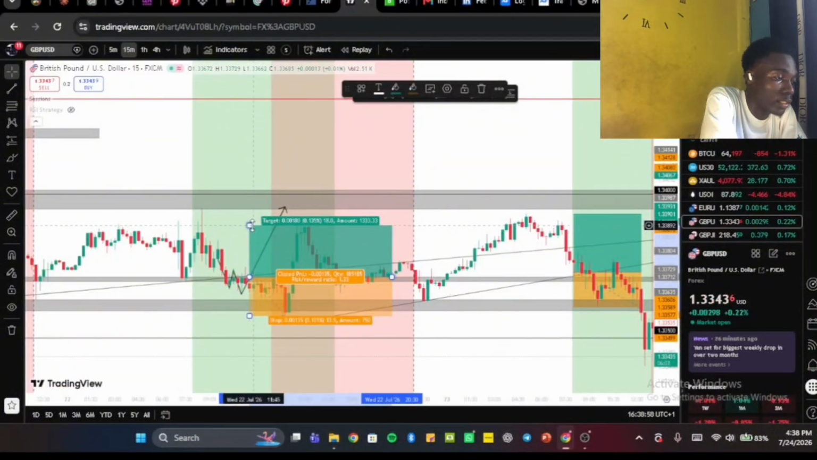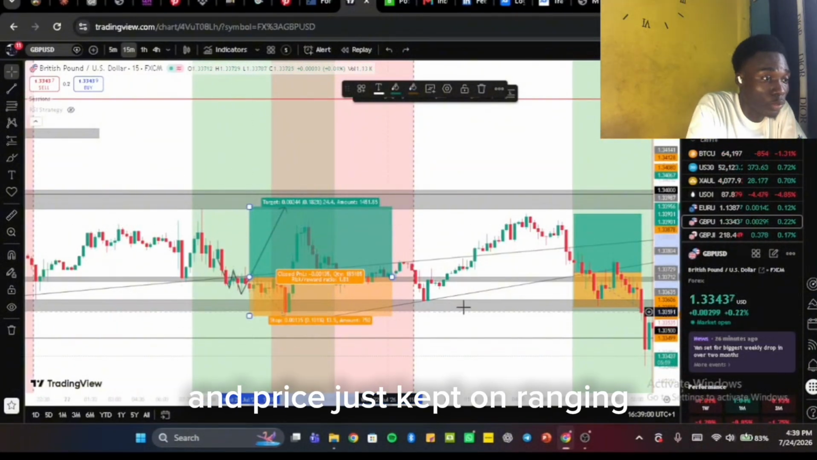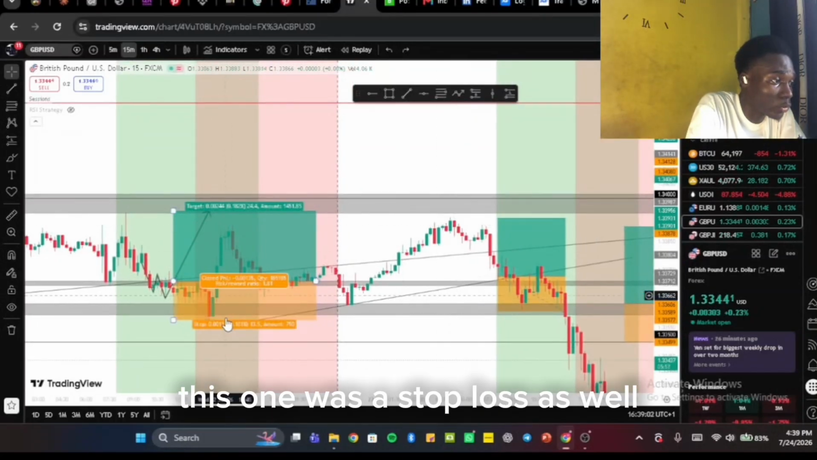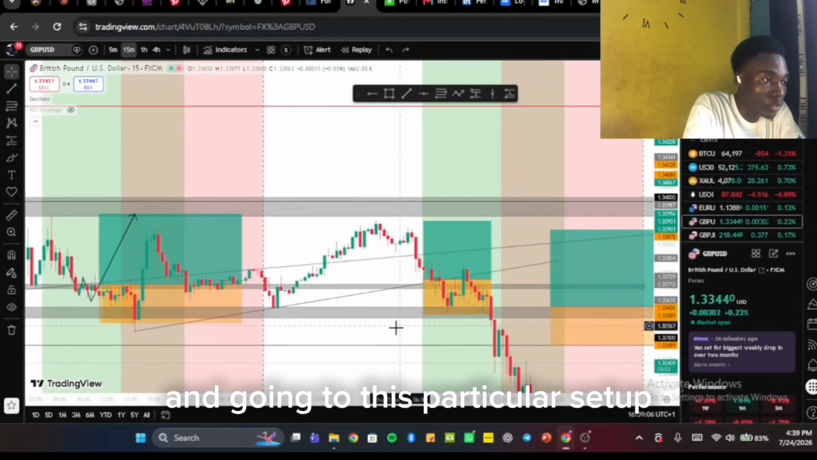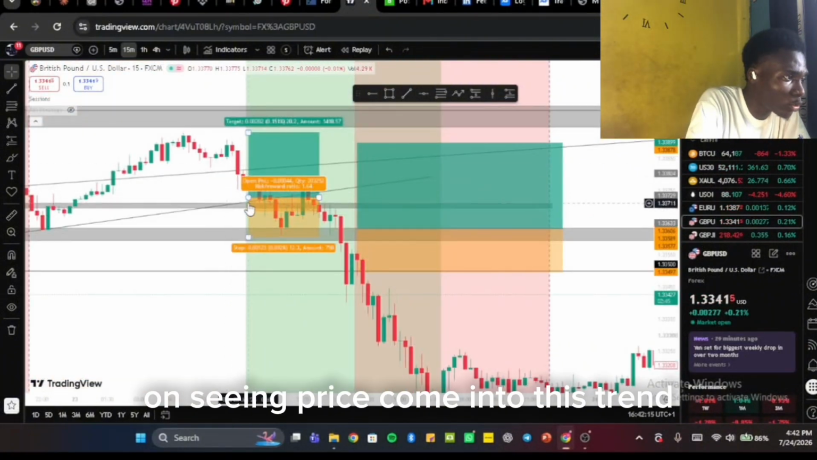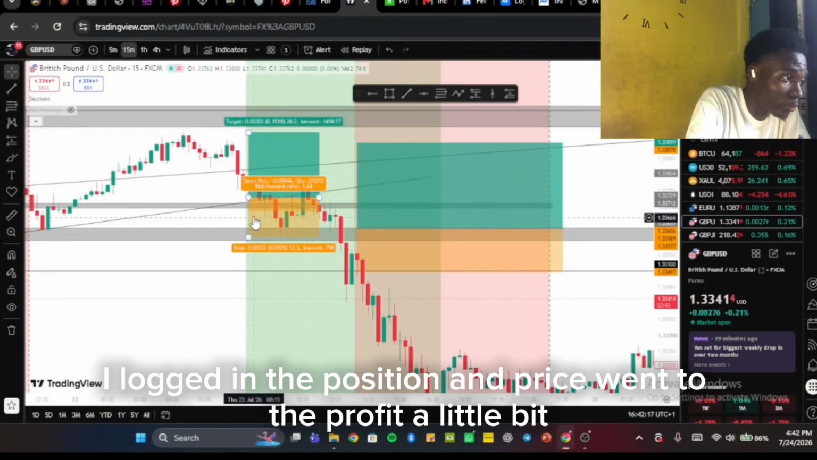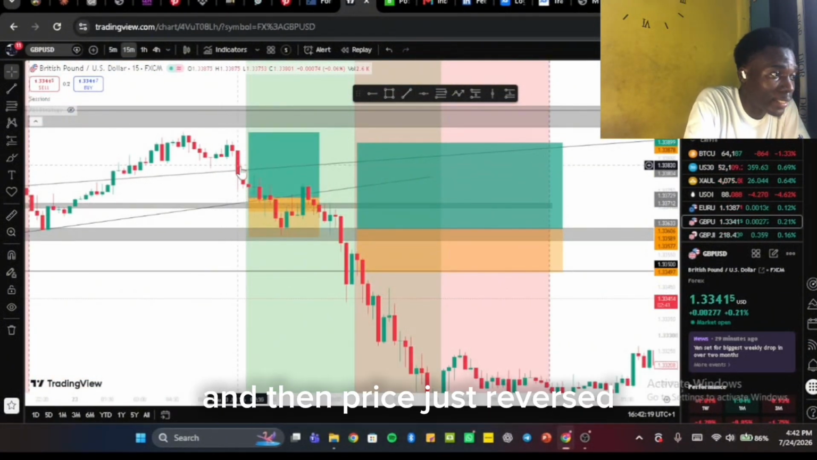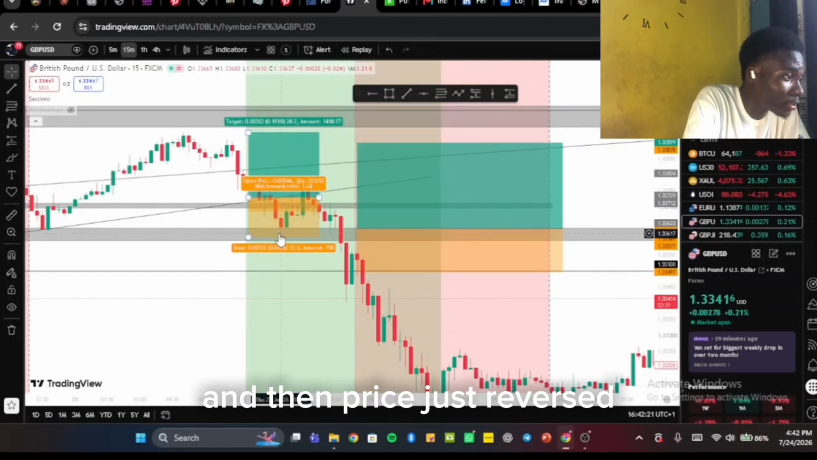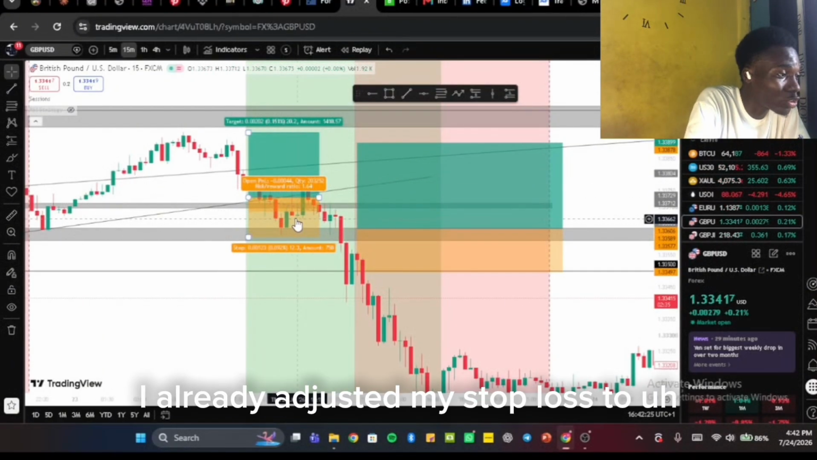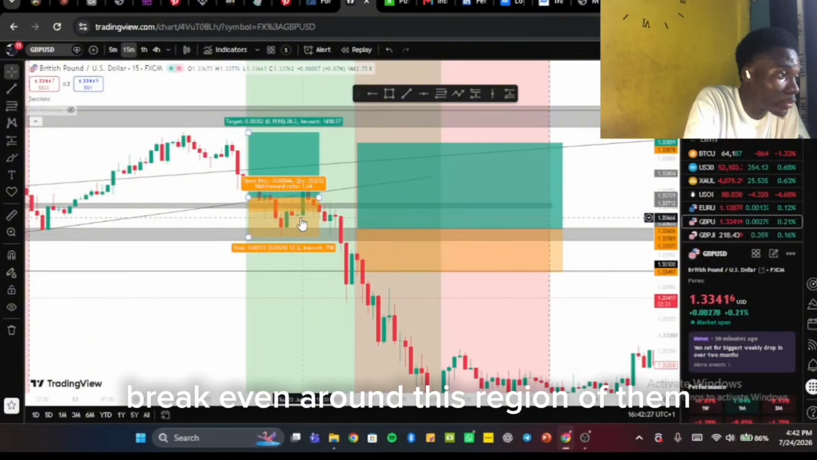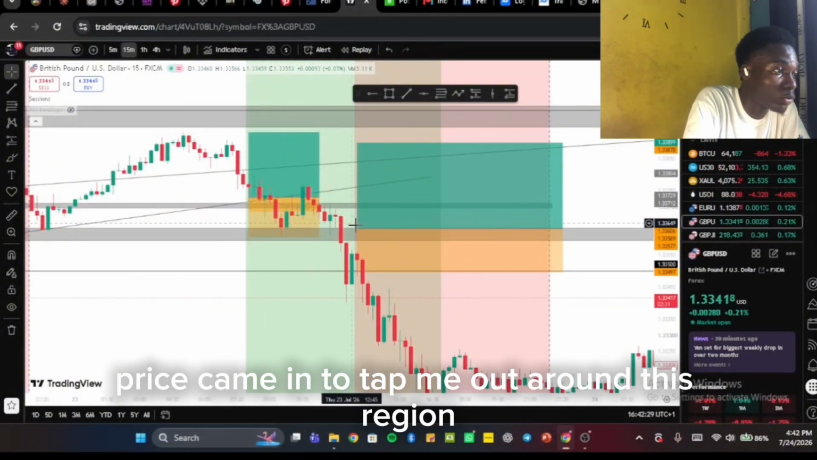Price went back almost 1 to 1.3, and just kept on ranging. So that was how we had it. This one was a stop loss as well. Going to this particular setup, upon seeing price come into this trend, I locked in the position, and price went to profit a little bit, and then reversed. Price went back in profit a bit. I adjusted my stop loss to break even around this region, then price came in to tap me out.